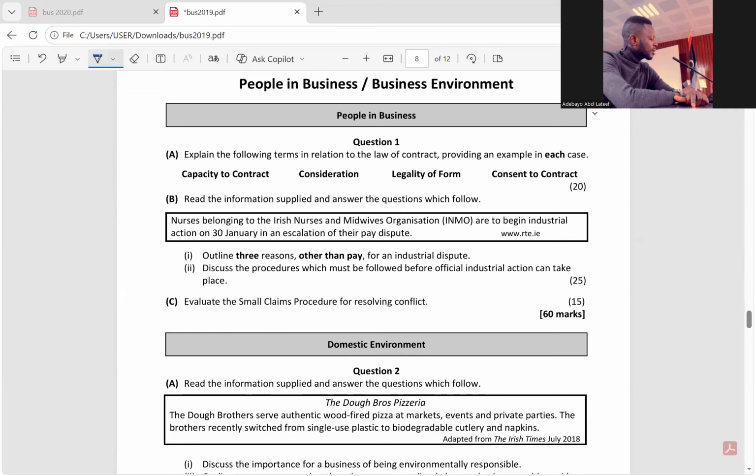When we talk about capacity to contract, it simply means any natural human, in as much as you are not below 18 years old, you are sane, and you are okay, you have the ability to enter into a contract. That is what capacity to contract is. So here I wrote, capacity to contract means all natural persons and corporate persons have the legal right to enter freely into a contract.